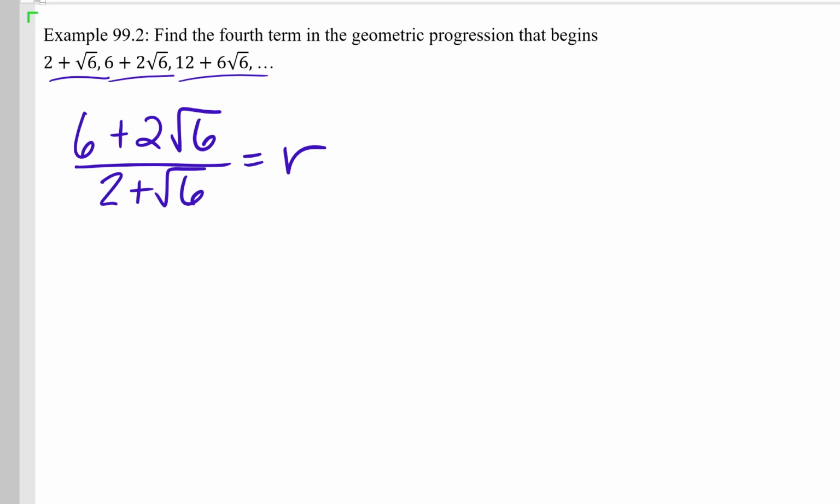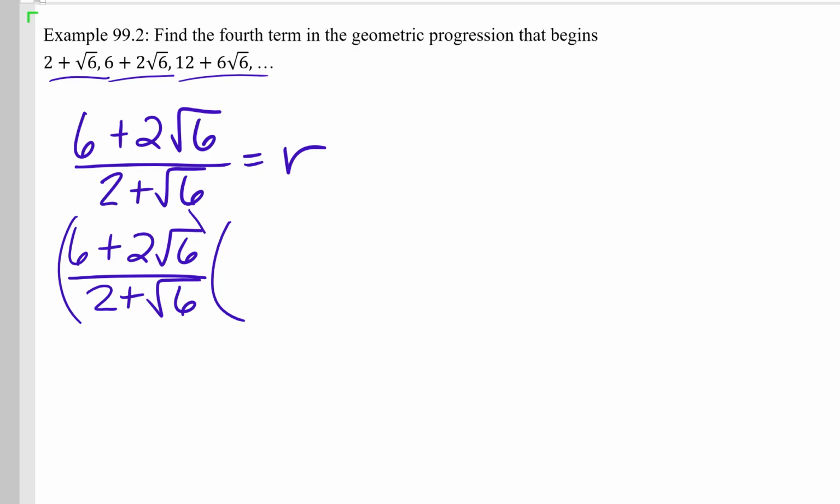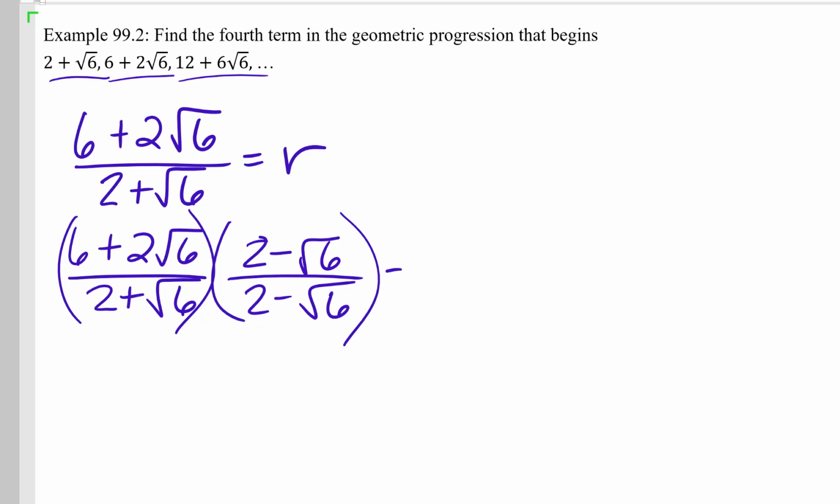Since that is a fraction with a radical in the denominator, I need to multiply the top and the bottom by the conjugate of the denominator. Remember that when we have a binomial in the denominator with a square root in it, we want to multiply the numerator and denominator by the conjugate of the denominator. So 2 plus square root of 6, I'm going to multiply by 2 minus the square root of 6. That's so that I'll get a difference of squares in the denominator, and I won't have a square root anymore.